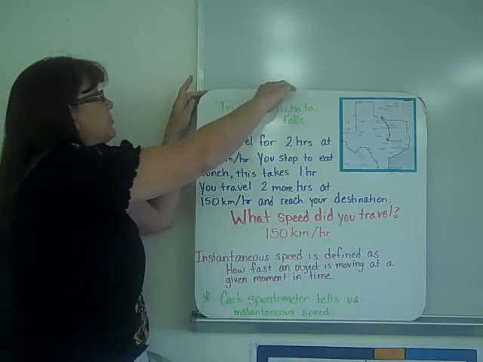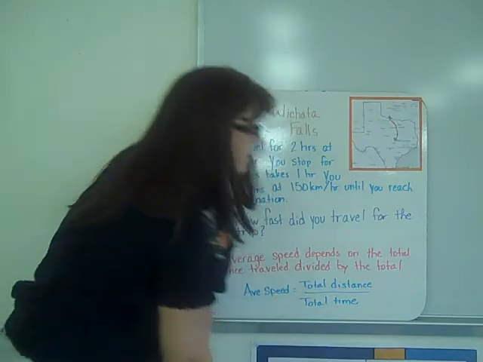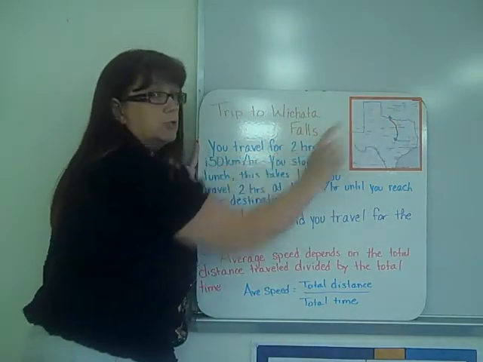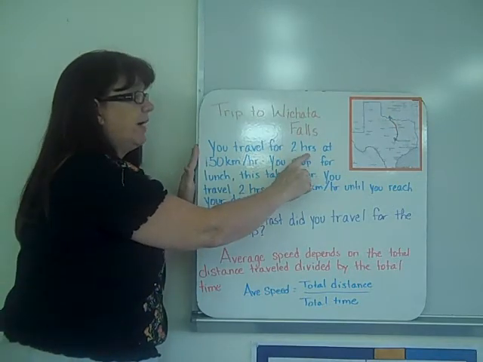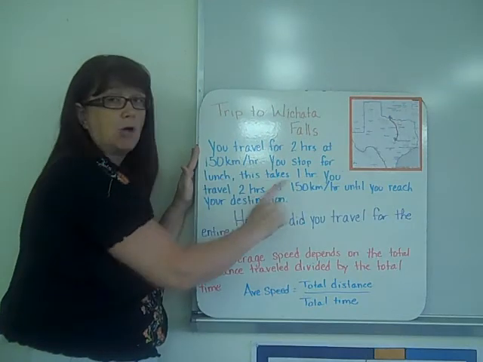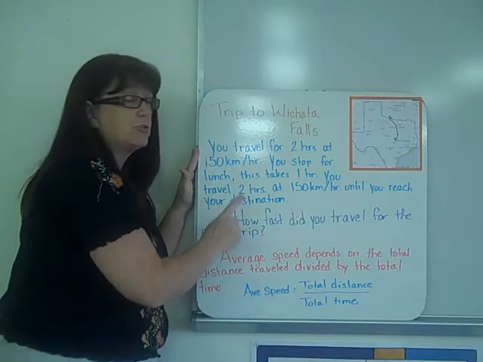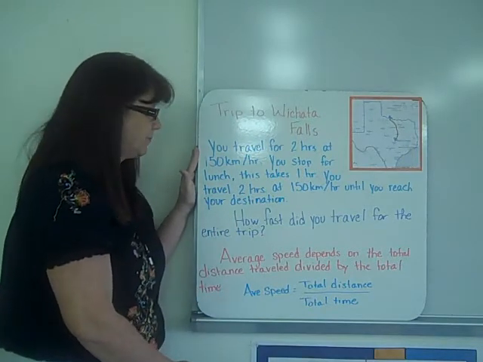All right, let's look at this trip again, but let's look at it from a little bit different viewpoint. Again, we're going to take a trip from Georgetown to Wichita Falls. We're going to travel for 2 hours at 150 kilometers per hour. We're going to stop for lunch. It's going to take us an hour. And then we're going to travel another 2 hours at 150 kilometers per hour.